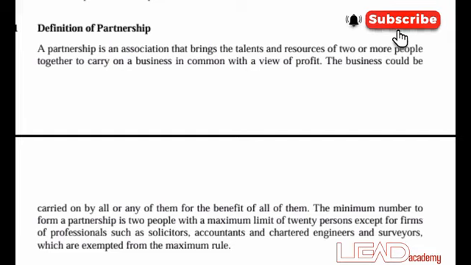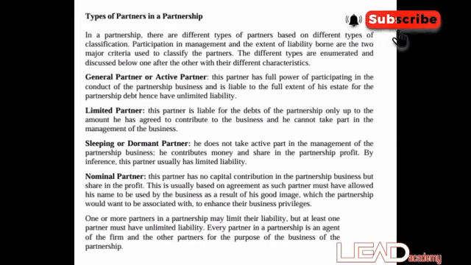So in the definition of partnership, partnership is an association that brings the talent and resources of two or more people together to carry on a business. Now, partnership is the association or coming together of 2 to 20 people who agreed to go into business with the aim of making profits. These 2 to 20 people pool their resources together. These resources can be financial or mental or any other resources, as long as they contribute to the establishment of the business.